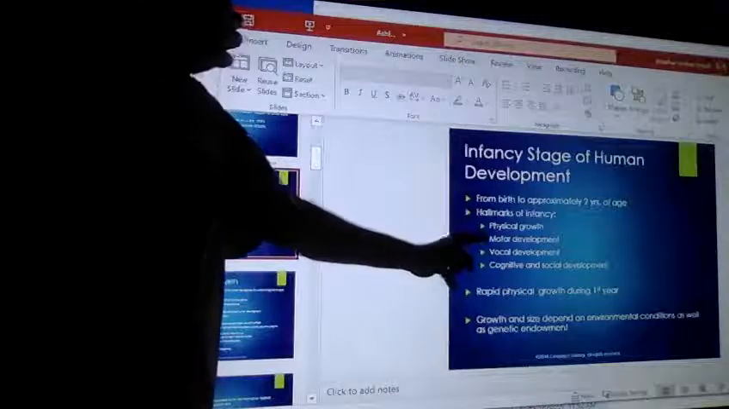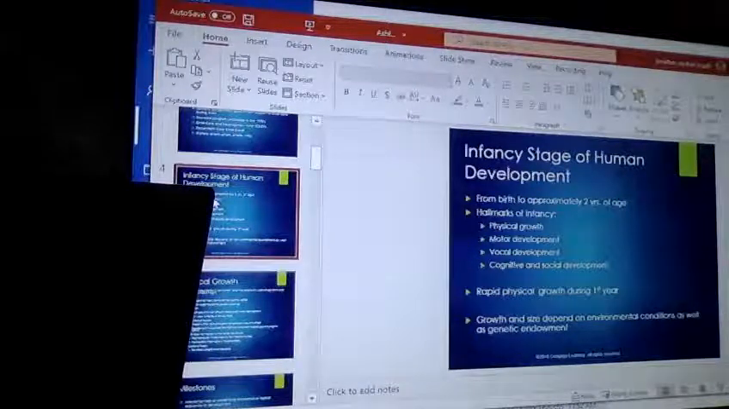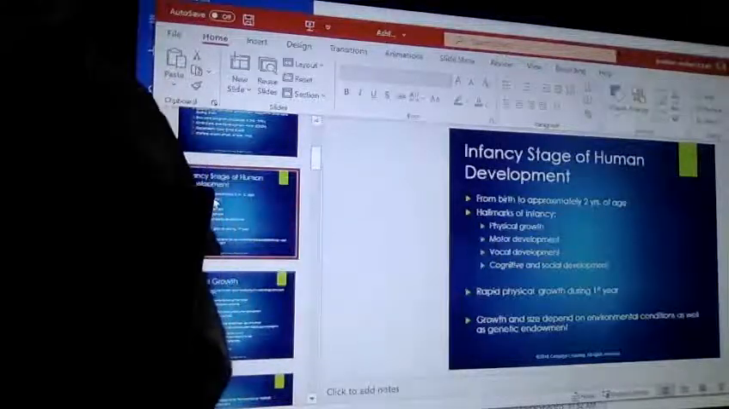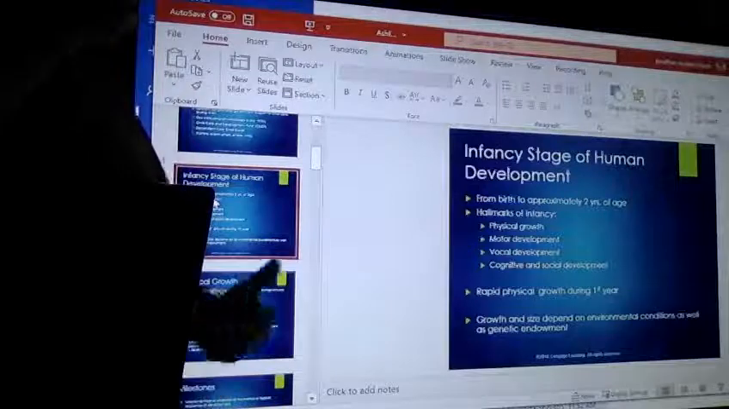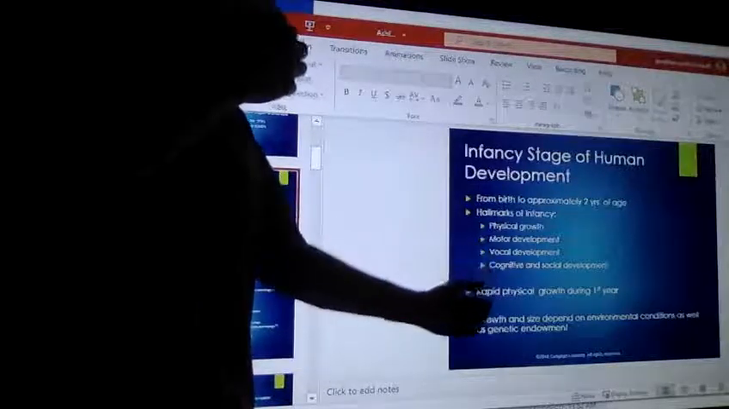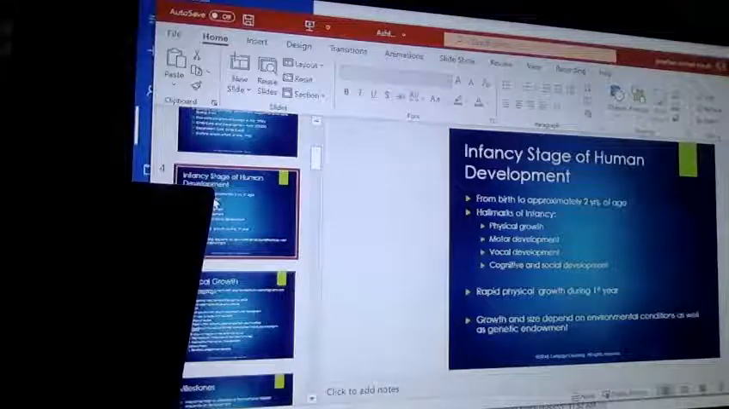But there's physical growth and motor development, like she started walking literally on her first birthday, which was crazy, and we'll go through those. Vocal development, sometimes they'll do nonsense and you get annoyed with it, but that's how they're practicing talking. Then cognitive and social development, and we'll go through some of those next time.